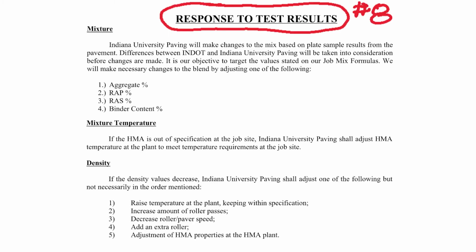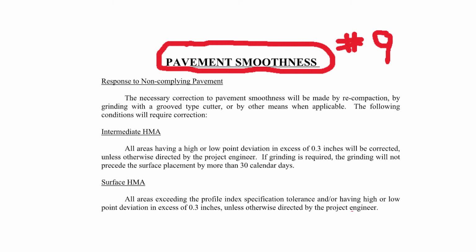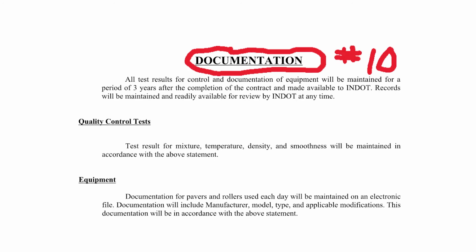Response to test results, number 8. It goes through the 5 items in here: mixture, mixed temperature, density. These are just things that you have to address in your QCP. Pavement smoothness, I just have in here that those are things addressed in the profilograph, so again, we'll have to be putting IRI in all this. Documentation, the main thing is 3 years. Documents are kept for 3 years in some location.